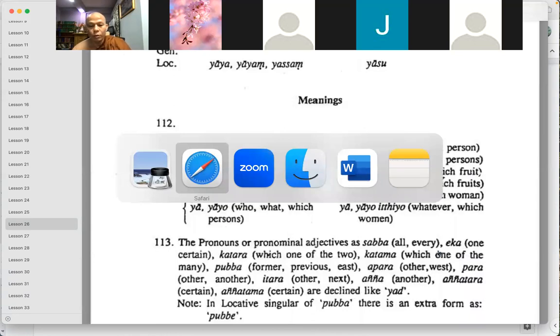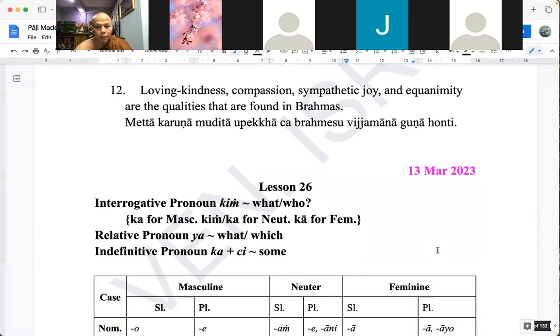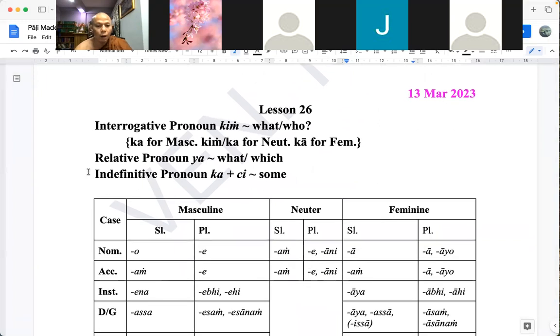Okay, before going to the meaning, the other one is the indefinite pronoun. The indefinite pronoun is not specific. As the term suggests, it is formed by joining two words.